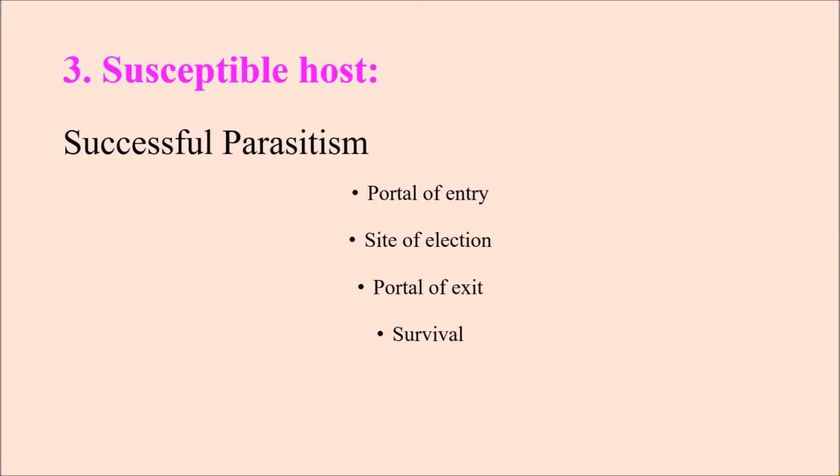Successful parasitism means how a person or host is infected and then how the infection leaves the host and then finds another host. For successful parasitism to occur, first there should be a portal of entry. So the organism or the infectious agent must find a portal or route by which it enters the host. It can be respiratory route, gastrointestinal route, genitourinary route, or even skin. Site of election means after entering the host, the organism must find or elect a suitable site where it can survive and multiply in number.